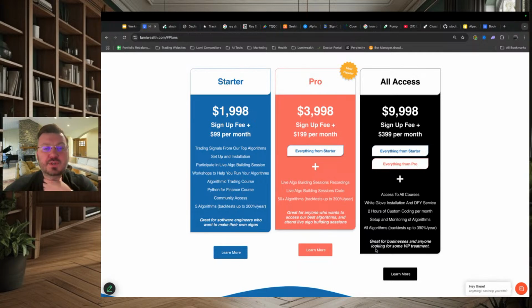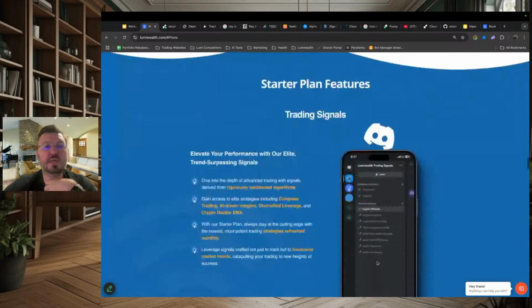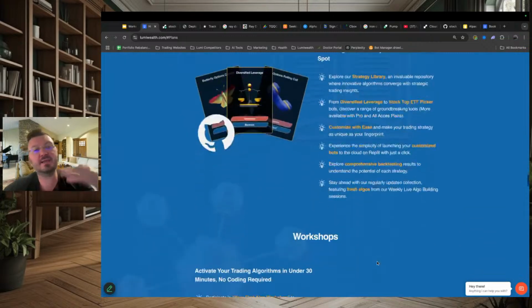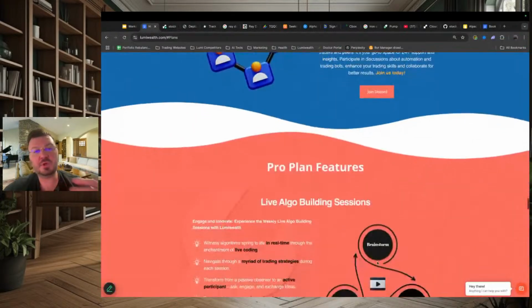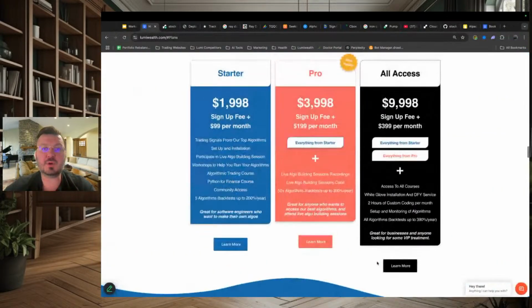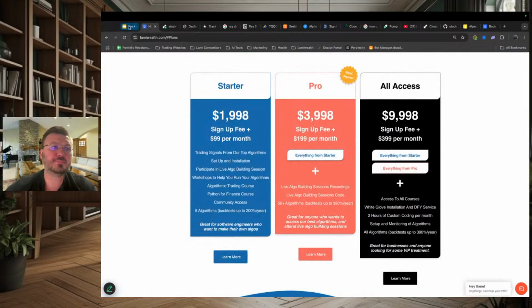All the different features for each one of them. If you scroll through, we kind of show you, okay, this is what's in the starter plan, this is what's in the workshops. We go through all those details, but let me go through it with you right now.